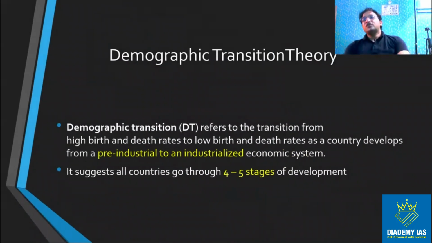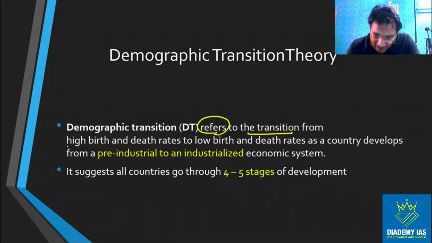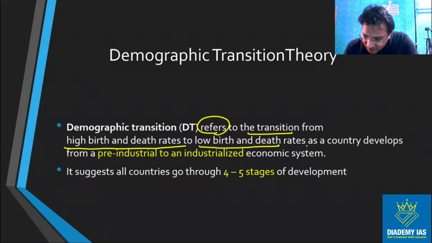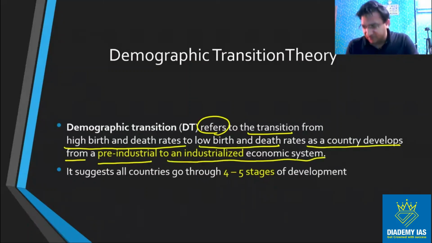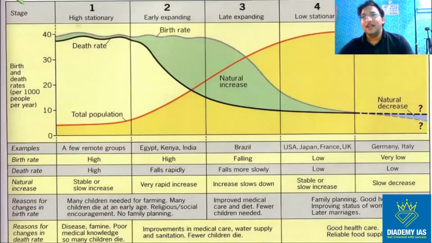Now, first theory, that is the demographic transition theory, right? So this theory actually refers to the transition from high birth and death rate to low birth and death rate as the country develops from pre-industrial to industrialized economic system. I know you have not understood this term very clearly, but you will come to understand when I start discussion of this particular slide, right? So now watch this slide very carefully. Let us start this slide.